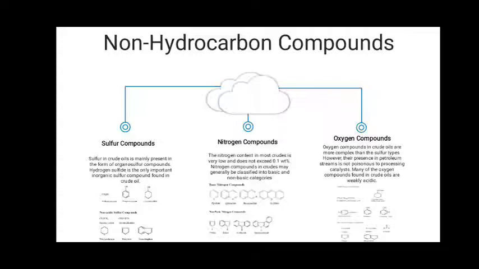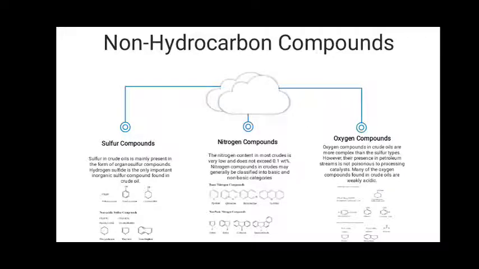Non-hydrocarbon compounds consist of three types, namely sulfur compounds, nitrogen compounds, and oxygen compounds. Sulfur compounds. The sulfur in crude oil is mainly present in the form of organosulfur compounds. Hydrogen sulfide is the only important inorganic sulfur compound found in crude oil. Sulfur compounds in crudes may generally be classified into acidic and non-acidic sulfur compounds. And the next, nitrogen compounds.